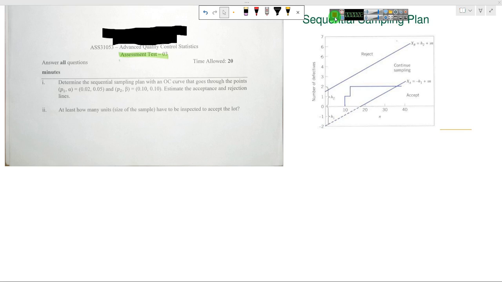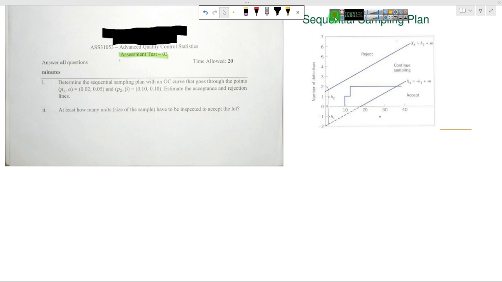Hello friends, in this video we will be looking at a question that came in sequential sampling plan. Based on this question we are going to study the theory part of sequential sampling plan and how to do this question. We will first understand what a sequential sampling plan is using this graph. This is the plot for a sequential sampling plan. A sequential sampling plan is nothing but an extension of the double sampling plan and multiple sampling plan.